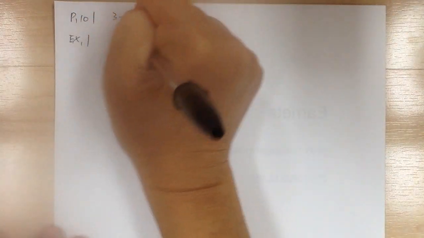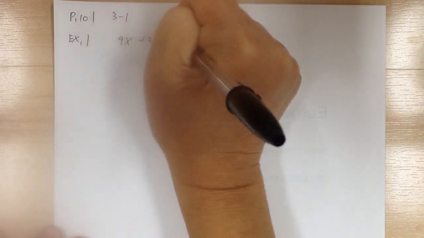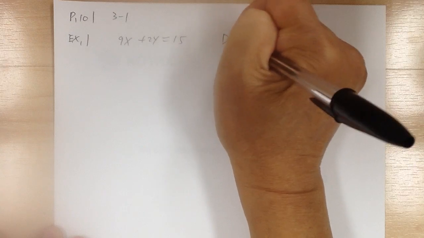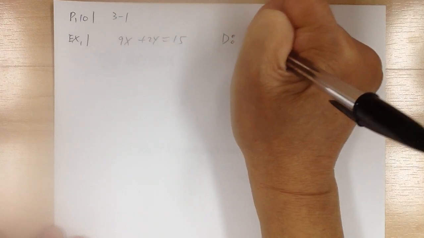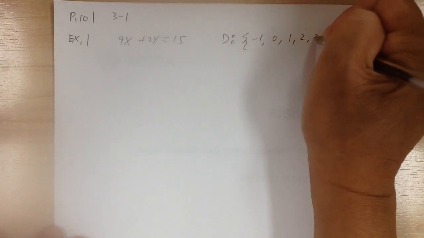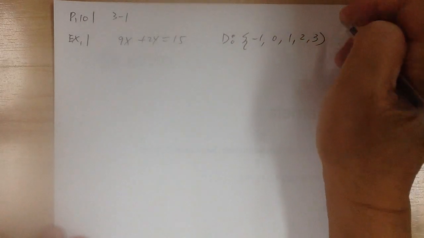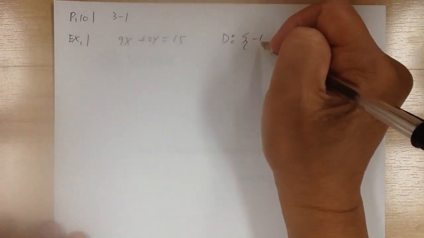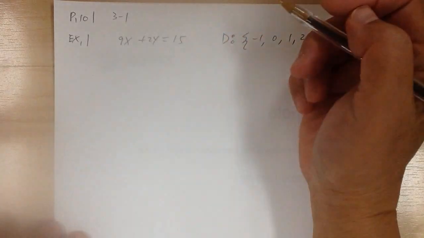It says, solve the equation 9x plus 2y equals 15 if the domain of x, so D stands for domain of x, is negative 1, 0, 1, 2, 3. So domain is your input. Domain is your input. So this is like your x, and you can solve for y.